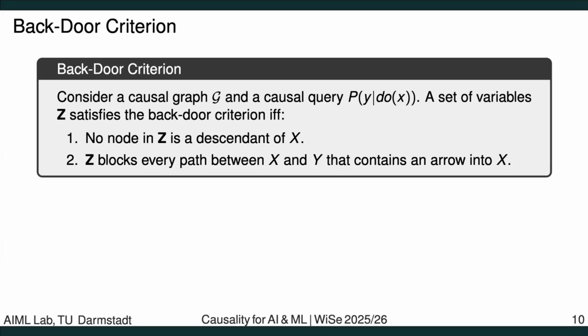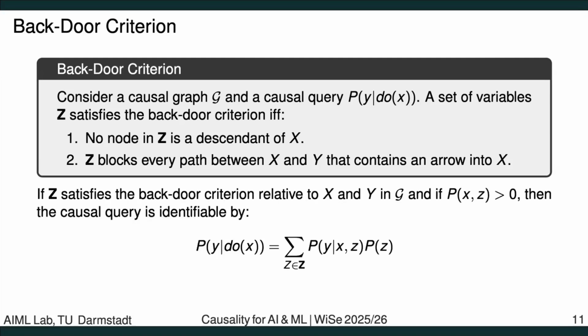So basically, we want to find an adjustment set Z, which is just some set of variables in the graph, distinct from X and Y. And the first thing for the backdoor criterion is that no node in Z is a descendant of X. So X can have no effect on any variable in Z. And that Z blocks every path between X and Y that contains an arrow into X. And then we have this formula, which is always the same, and we will see some examples.